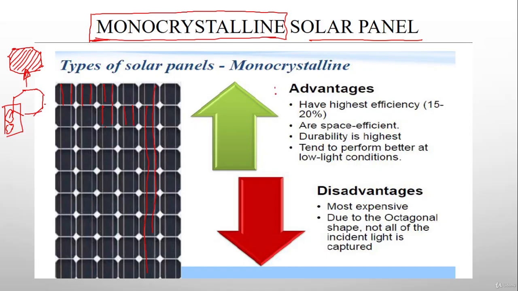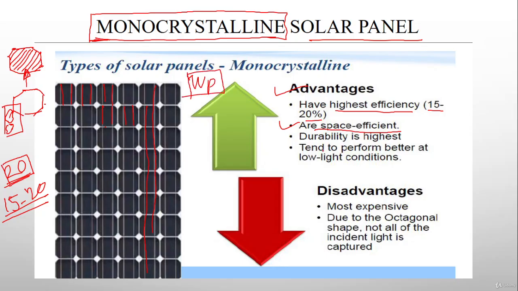Talking about the advantages, it has the highest efficiency, from 15 to 20%. So the monocrystalline type of solar panel has a maximum efficiency of up to 20%, but it generally lies between 15 and 20%. They are space efficient due to the octagonal shape and the increased efficiency, so in the same space we can increase the watt peak capacity of the individual solar panels. Durability is also highest for this monocrystalline type of solar cell, and it tends to perform better in low light conditions also.